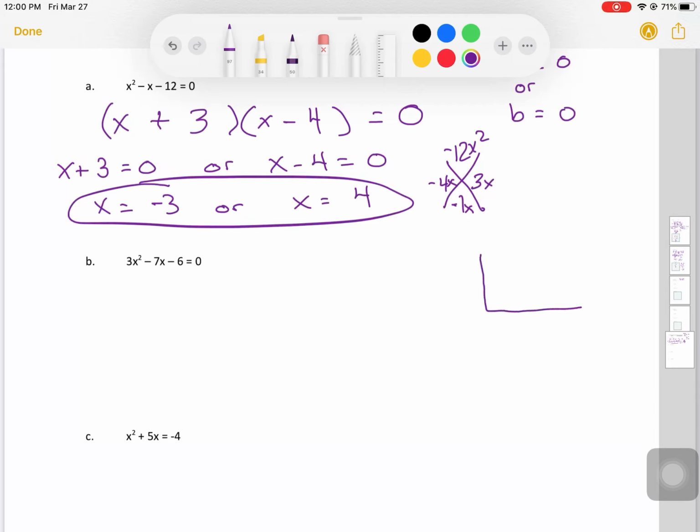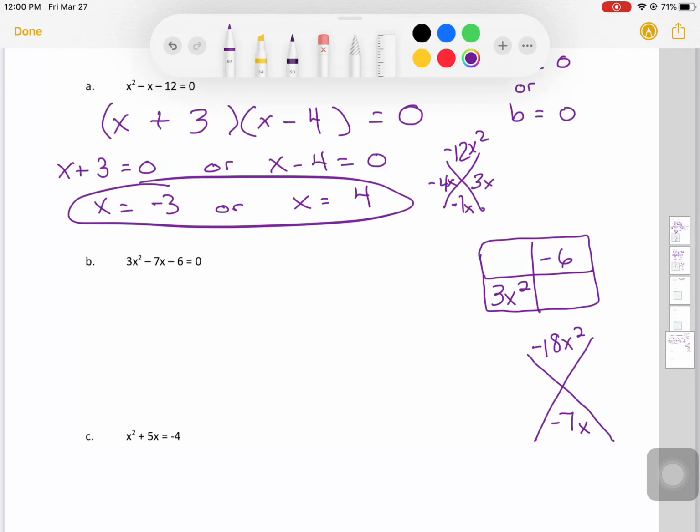So part B, I'm going to go ahead and review the idea of the generic rectangle. So this would be a situation where we would have 3x squared here and negative 6 here. We know that when we do our diamond problem, the product would be negative 18x squared, and our sum is negative 7x. So it's going to have to be a plus and a minus. Essentially, that means you want factors of 18 that have a difference of 7. So I know it's going to be 9x and 2x, and then it's just a matter of making it negative 7. So it'd be negative 9x and 2x.